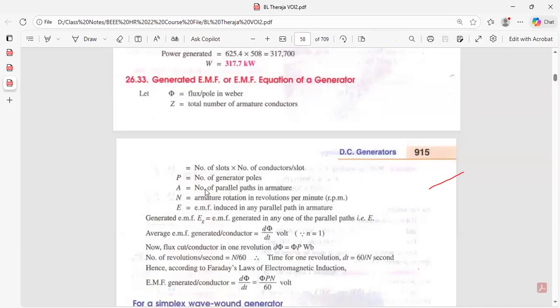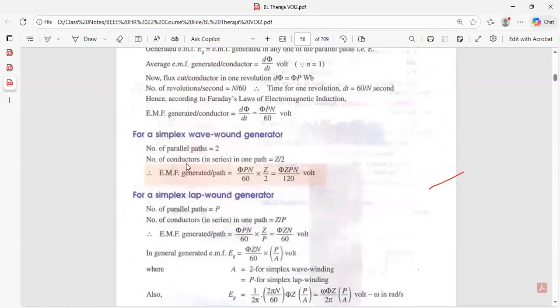For wave winding, what is the number of parallel paths? Anyone? What is the number of parallel paths in wave winding? Just now I had told. A is equal to 2 in wave winding. In lap winding, the number of parallel paths is equal to P. Suppose in the generator we are having 4 poles. What is the number of parallel paths? 4, the number of poles. A is equal to 4 here.